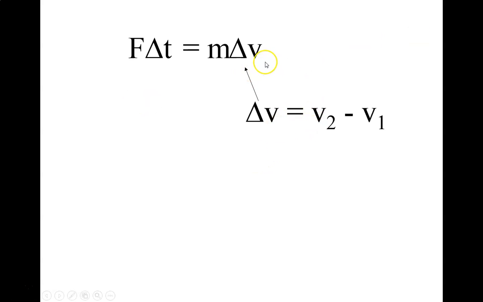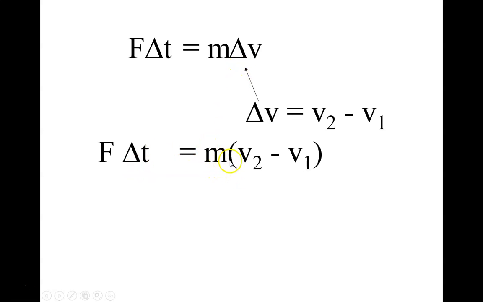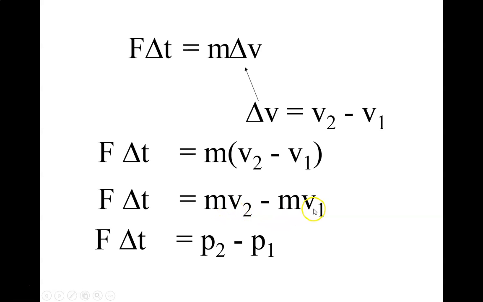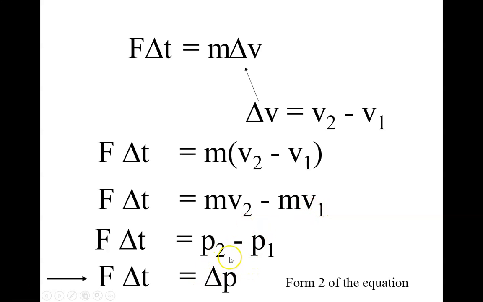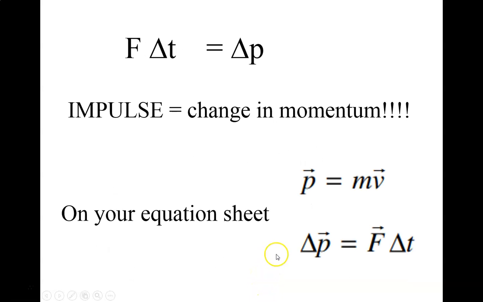So let's go ahead and substitute v2 minus v1 for delta v, and we get F delta t equals m times (v2 minus v1). Let's go ahead and distribute that m. We get mv2 minus mv1. Now this m times v2 is my final momentum, and m times v1 is my initial momentum. So plugging in delta p for that, we get F delta t equals delta p. There are several different ways you can write this equation, but they all basically mean impulse equals change in momentum.